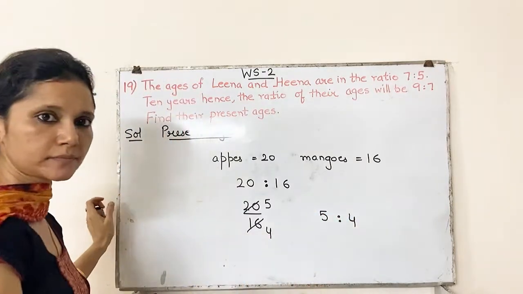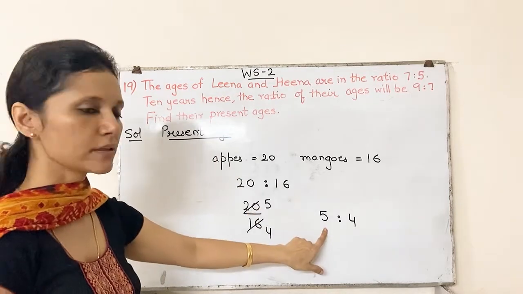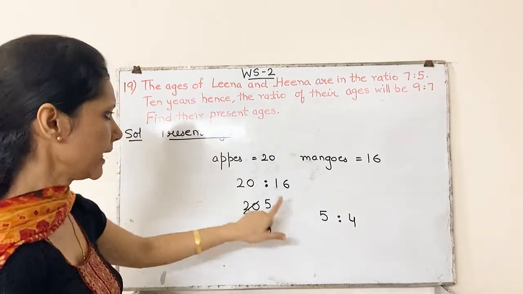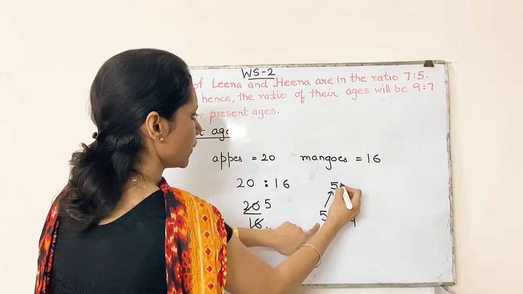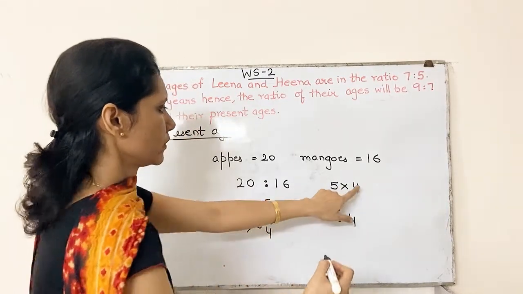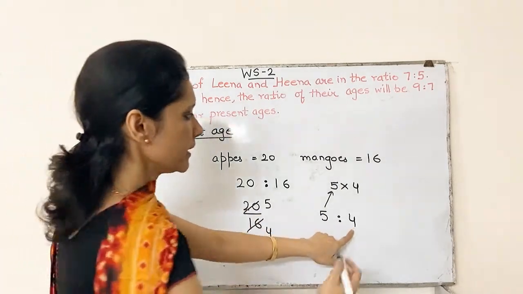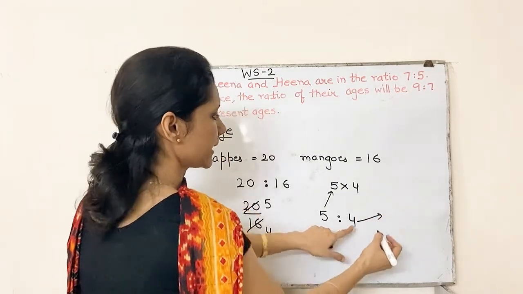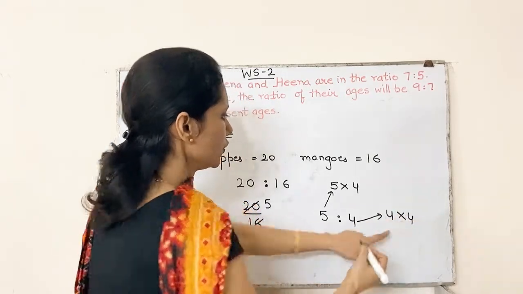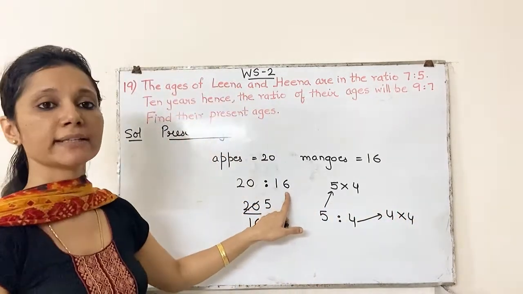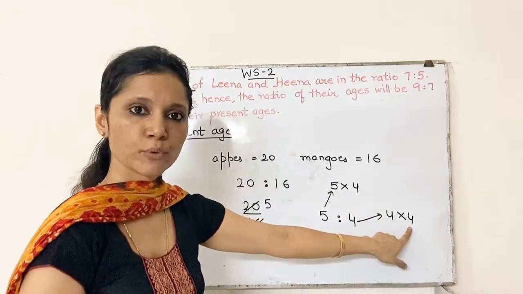5:4. Now if you look at the number of apples here and the first term of the ratio, what can you say? That if you multiply this 5 with 4, you would get 20, that is the number of apples. Similarly, if you multiply this second term of the ratio with the same number 4, 4 4s are 16, you would get the number of mangoes, and this number is the same in both the cases.